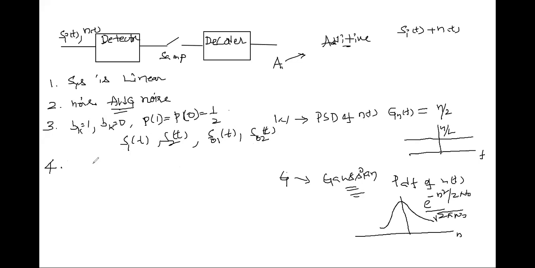And the fourth one, ISI. Inter-symbol interference is 0 or assumed to be negligibly small.